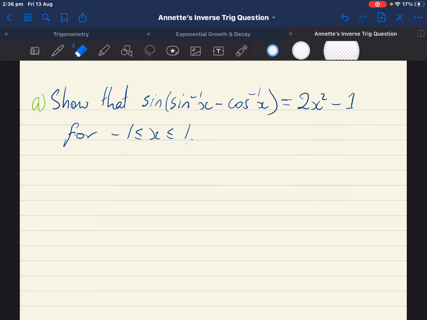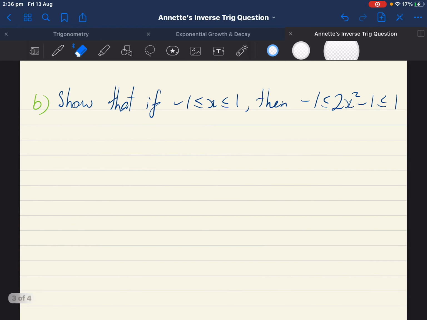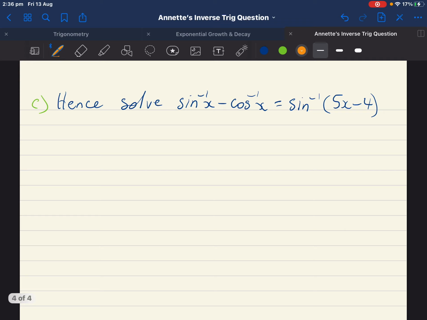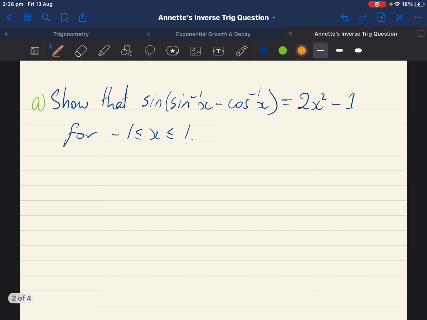Just to give you a heads up of what's happening afterwards, part B is asking us to show that this relationship here is true, which ultimately we're going to do using the part A result. And likewise, part C gets us to solve an actual inverse trig equation. It looks pretty tricky on the surface, but by the time we've done A and B, part C will probably end up being the easiest of all three parts. Okay, so let's get into solving part A.